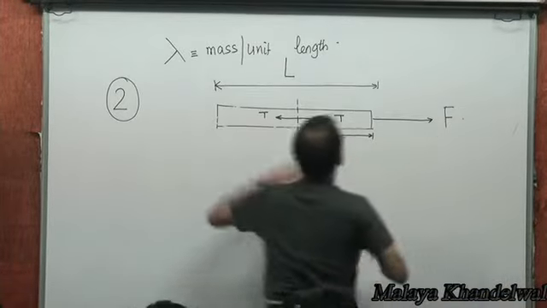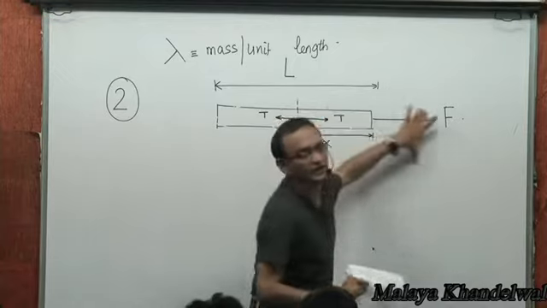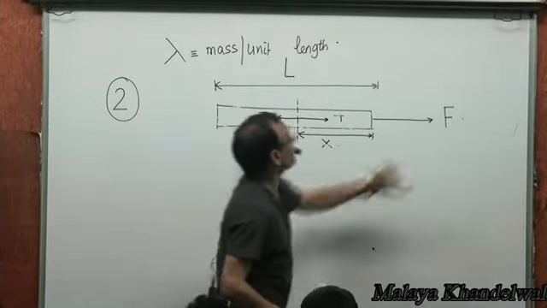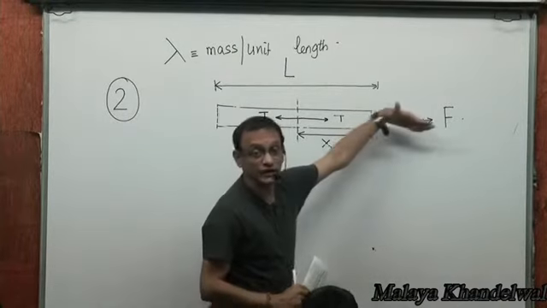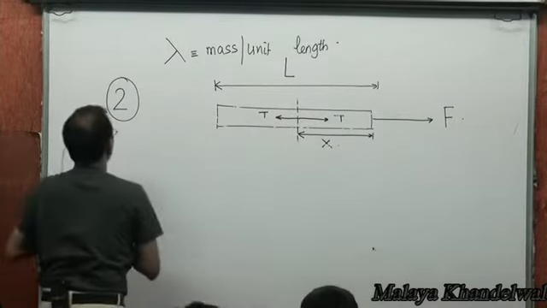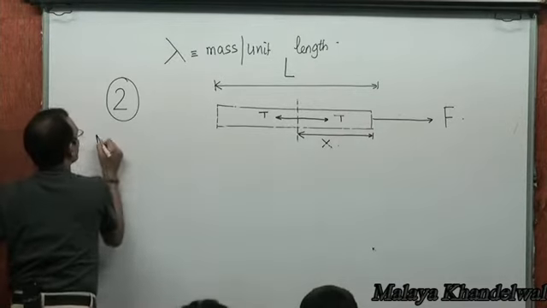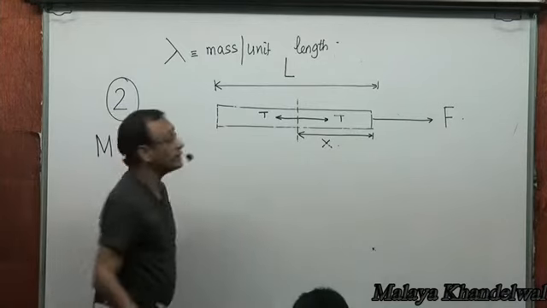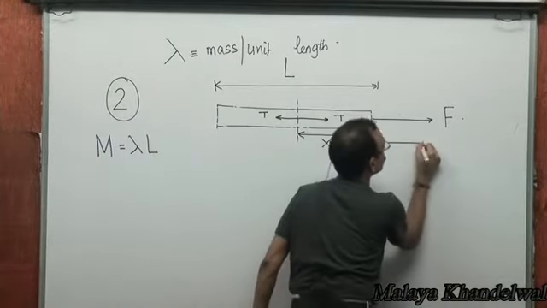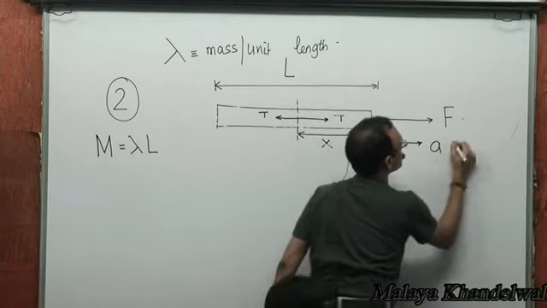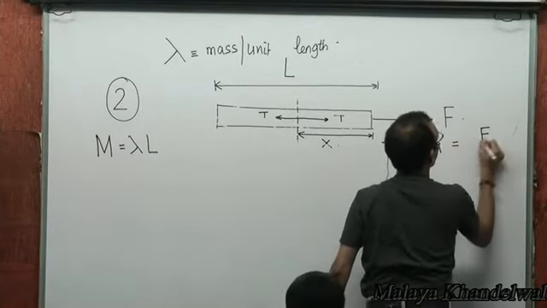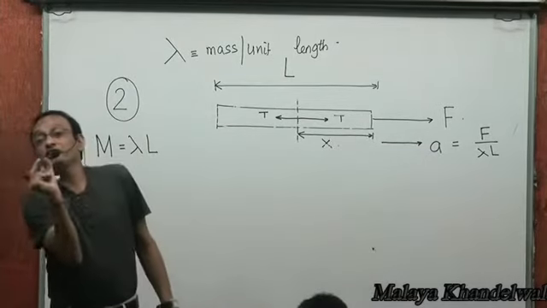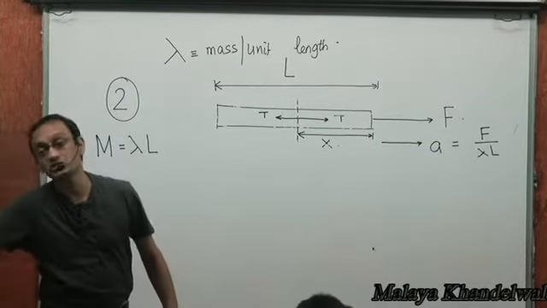But even before that, let me look at the free body diagram of the entire rope. Under the influence of a force F, it will have a rightward acceleration. The total mass of the rope is going to be lambda L, lambda per unit length into L. So the acceleration because of this force on the entire rope is going to be F by mass, which is lambda L. That's the acceleration of the rope. And every segment of the rope has the same acceleration, right?